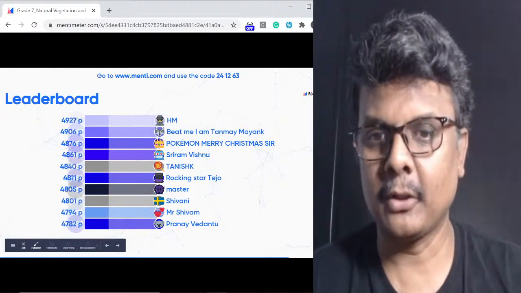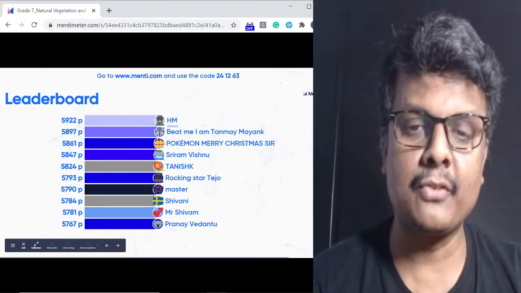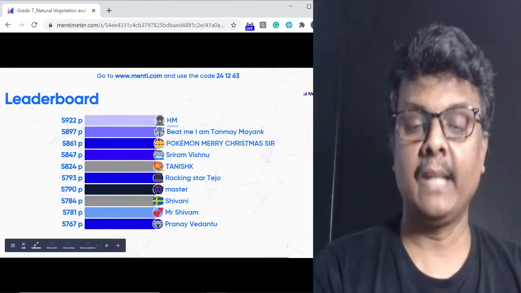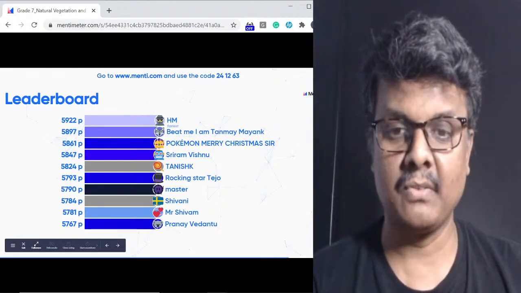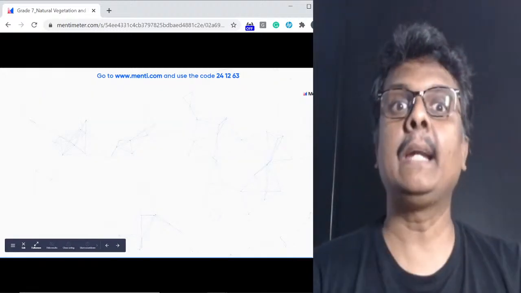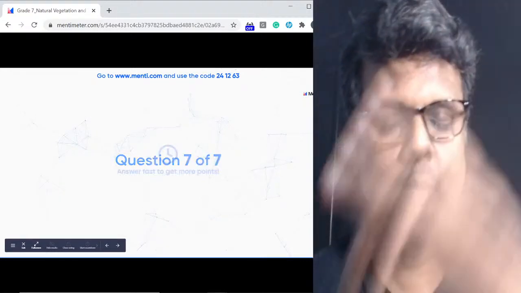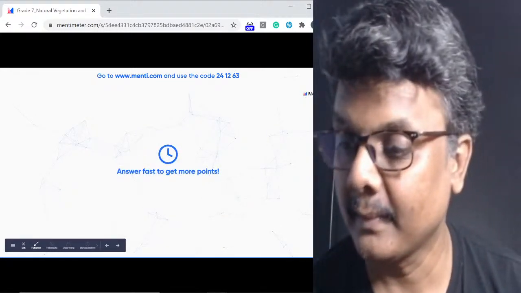Wow, HM is at the top still. HM, Mayank, Pokemon, Sriram, and Tanesh, top 5. Tejo, Master, Shivani, Mr. Shivam and Pranay. 6, 7, 8, 9, 10. Final question for this session. So now HM is at the top. Let's see what's going to happen after this.